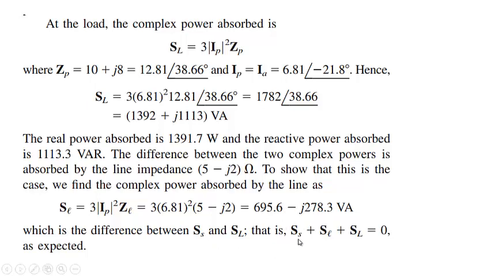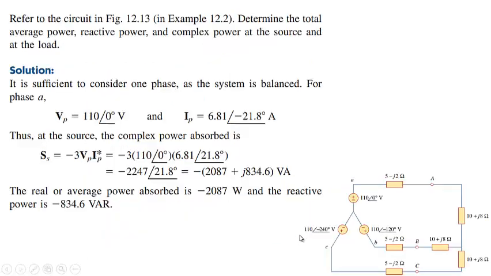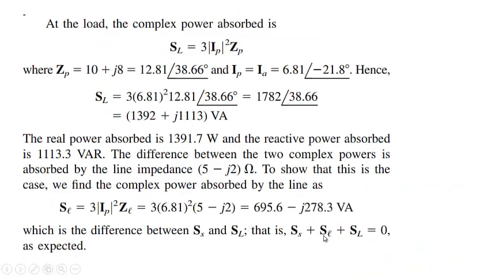So that SS plus SL plus SL is equal to 0. Actually it should have been SS is equal to SL plus SL, since it shows all the quantities, the source, line and load, are absorbing. In that case the equation becomes like this, and that's why we have taken here minus absorb. Otherwise it should have been SS equal to SL plus SL. So it will definitely be equal to 0.